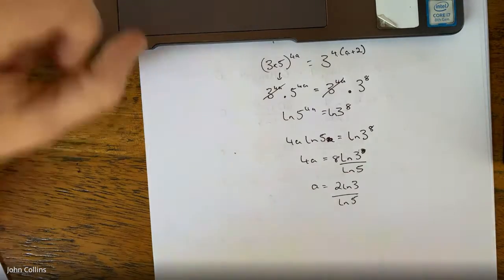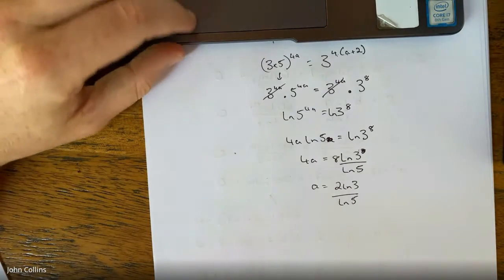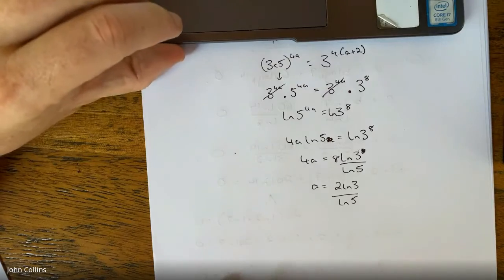Excuse me. All right, so that was question 2. Question 3. How'd this one go, Tamara? Question 3.